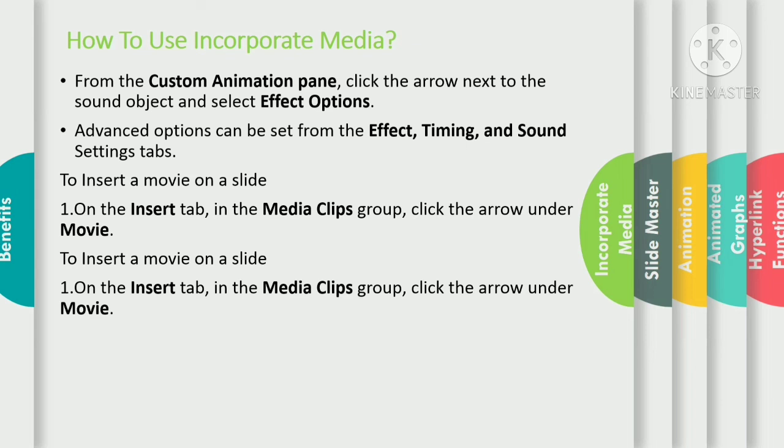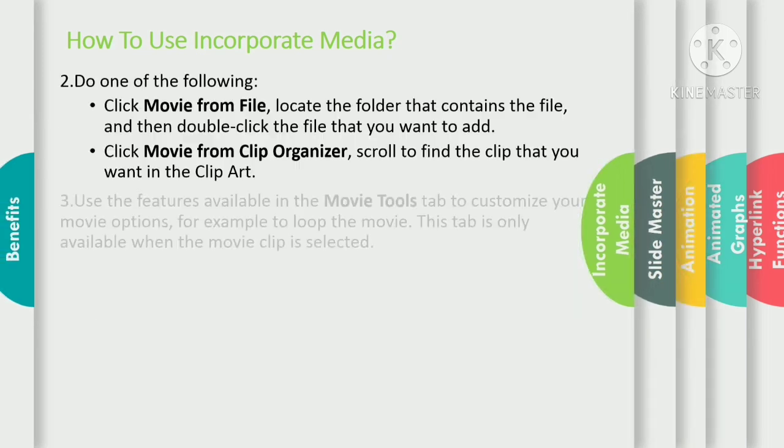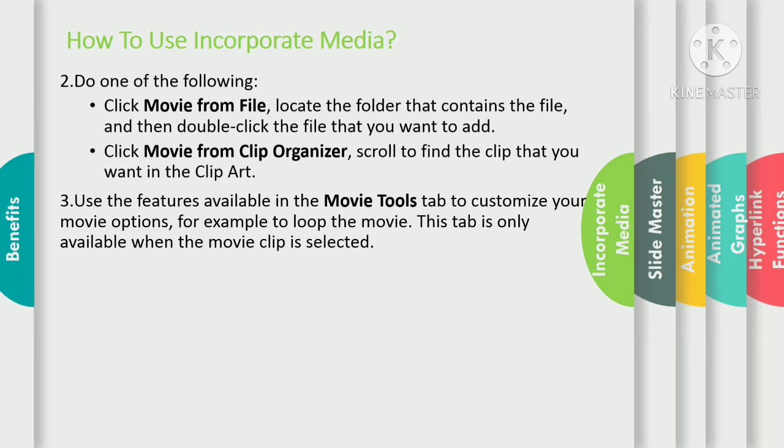To insert a movie on a slide, on the Insert tab in the Media Clips group, click the arrow under Movie. Click Movie from File, locate the folder that contains the file and double click the file that you want to add. Click Movie from Clip Organizer, scroll to find the clip that you want in the Clip Art task pane.